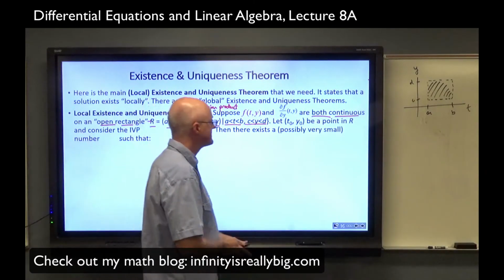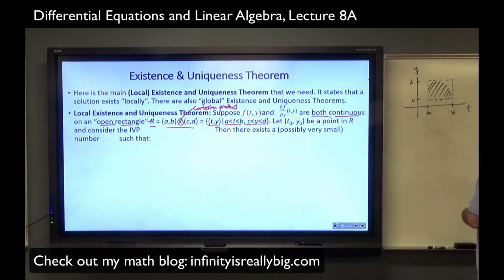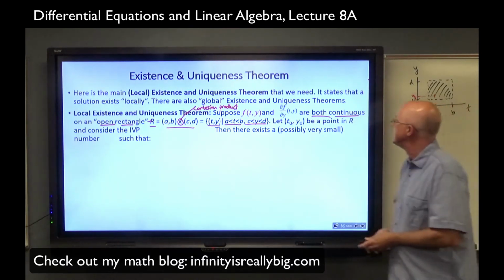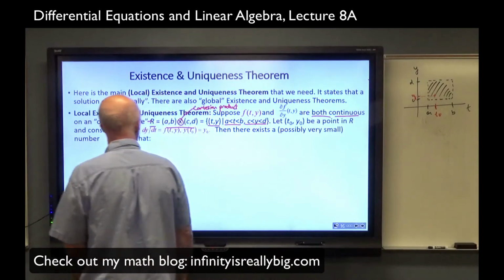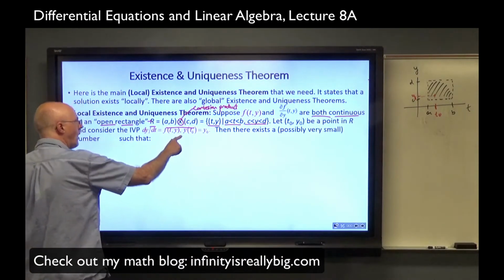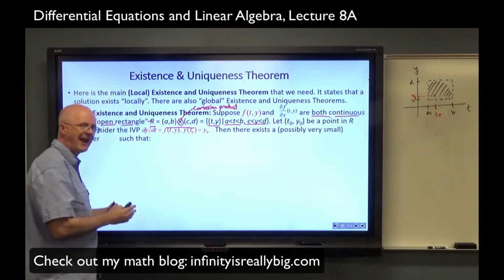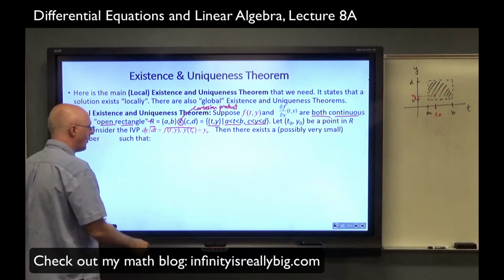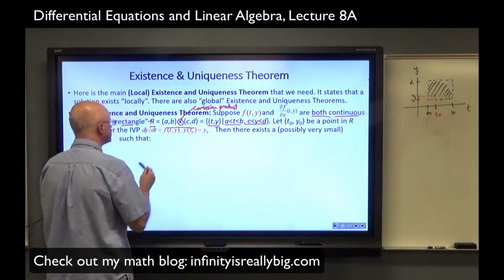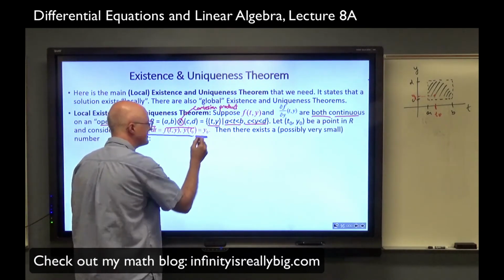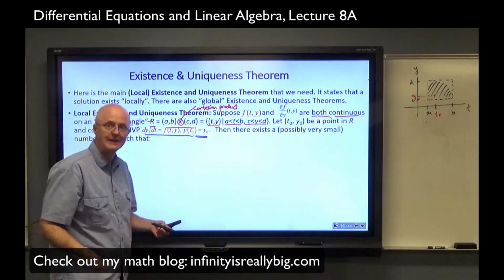Let (t0, y0) be a point in R. And here is the crux of the matter of why we assume it's an open rectangle: if we assume (t0, y0) is a point in this rectangle, and it's an open rectangle, that's going to mean it's not on the boundary. Okay? And consider the initial value problem, dy/dt equals f(t, y), y(t0) equals y0. So no more y(a) equals y0 like with the FTC. y(t0) equals y0. t0 is our initial value of t that we're thinking about. Often t0 is 0.